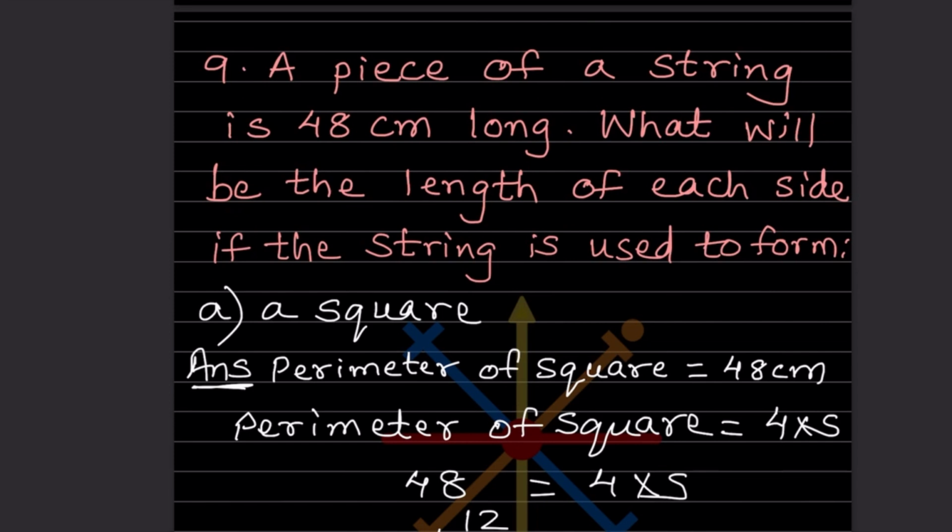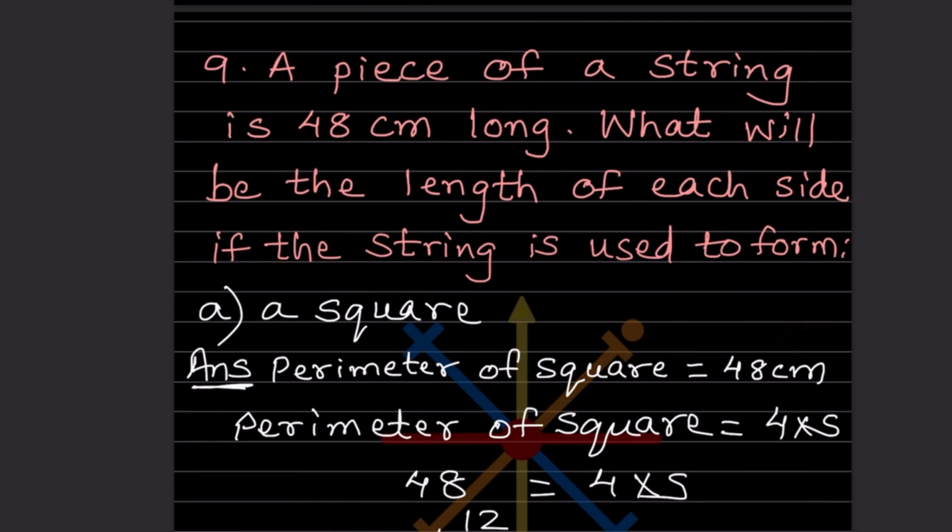Now the question says that a piece of string is 48 centimeter long. What will be the length of each side if the string is used to form a square? Whenever it asks for the length of each side, we first have to see that 48 means the perimeter is given, that is 48 centimeter. A piece of string 48 centimeter long means the perimeter is given, and here we are thinking of a square. So the perimeter of the square is 48 centimeter.